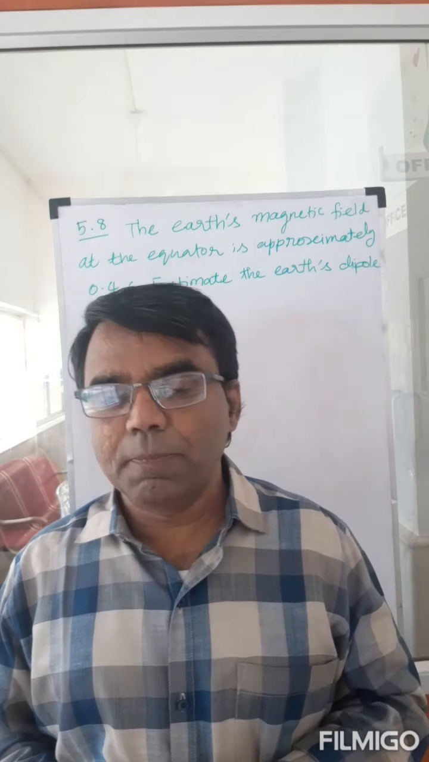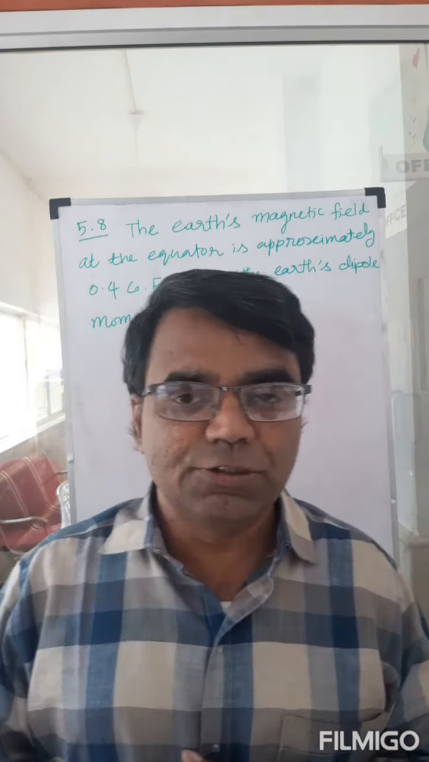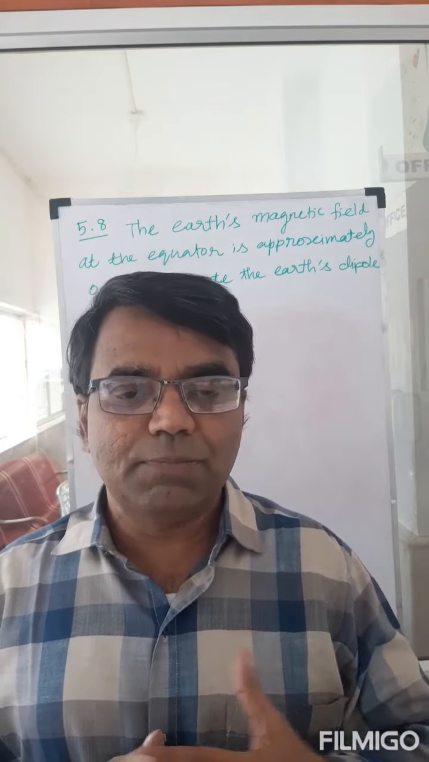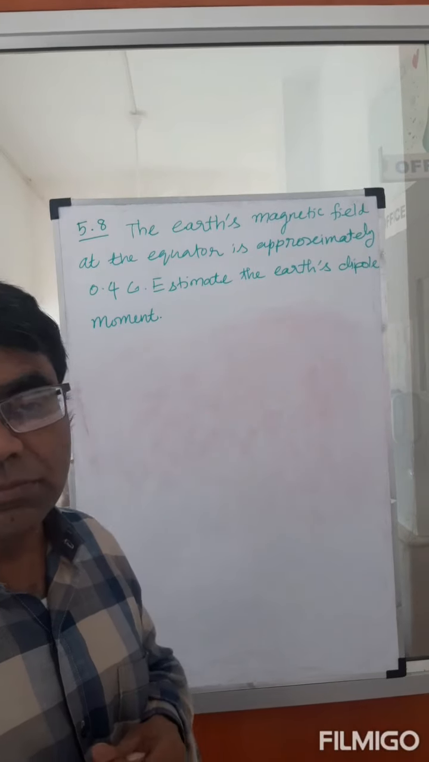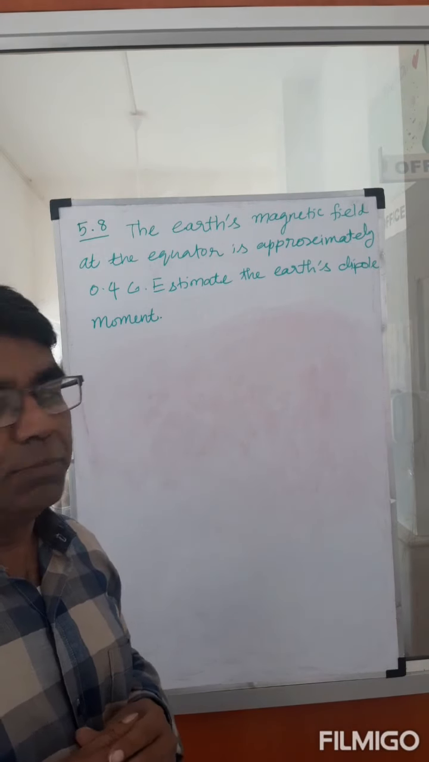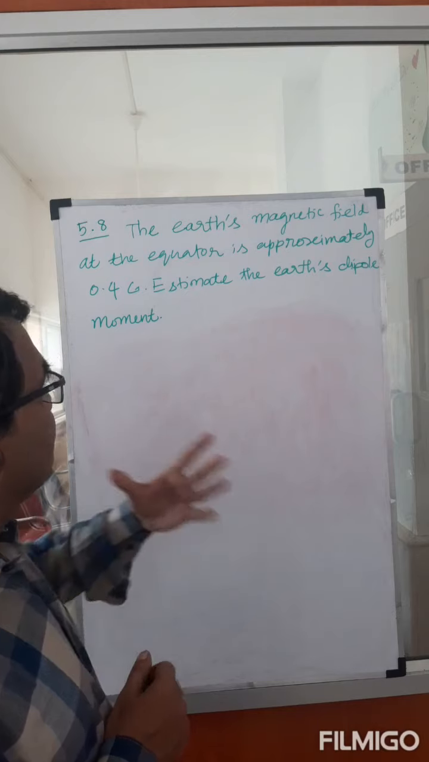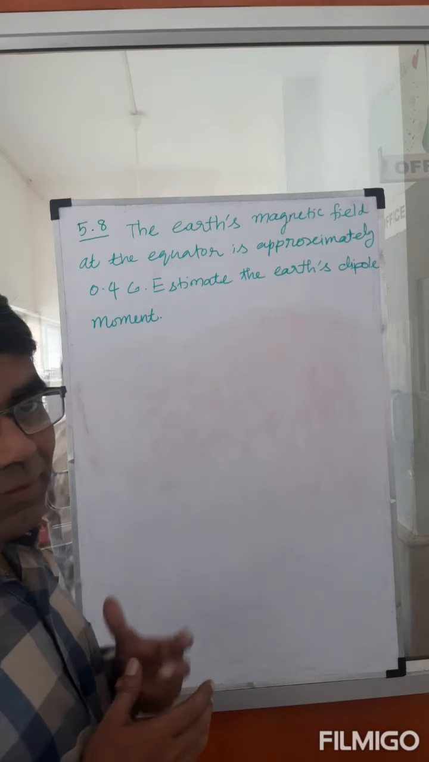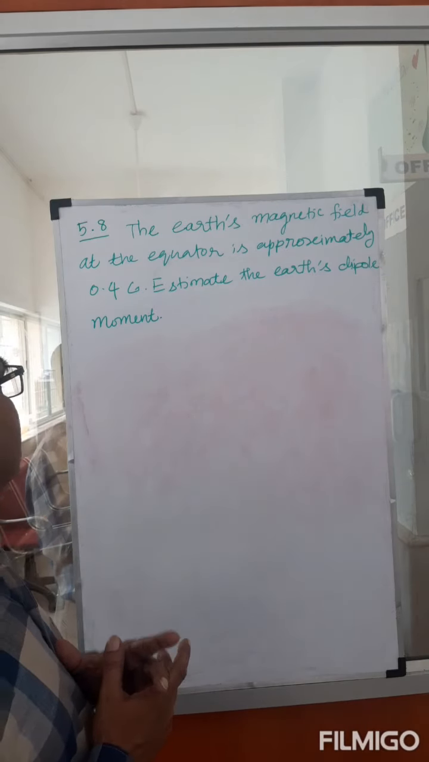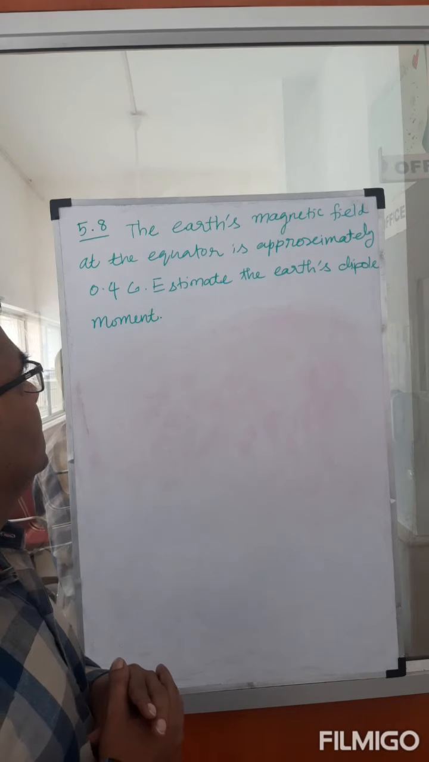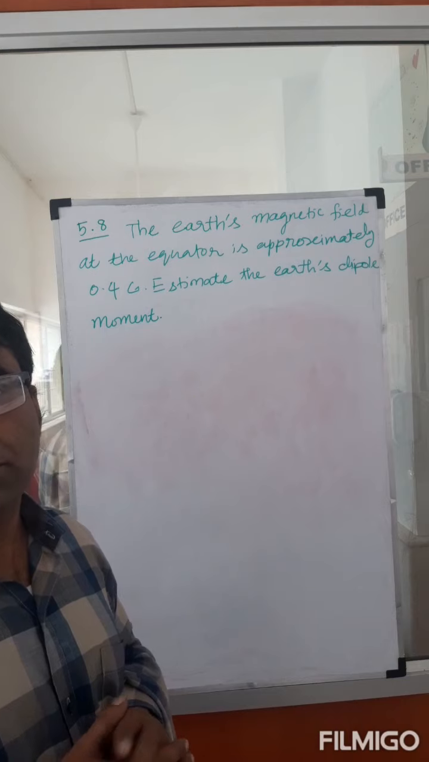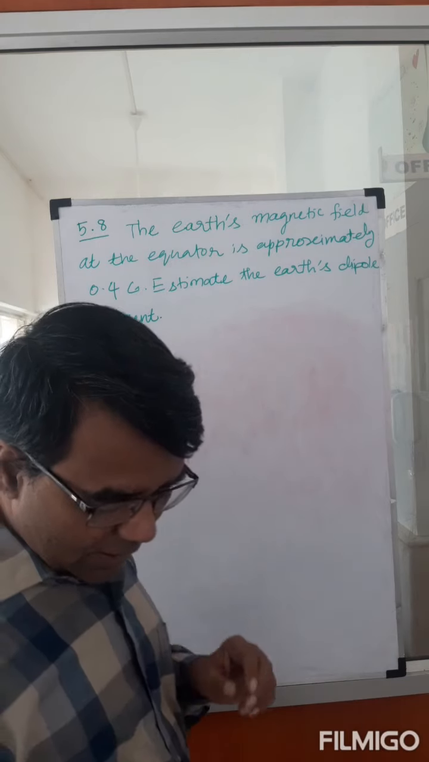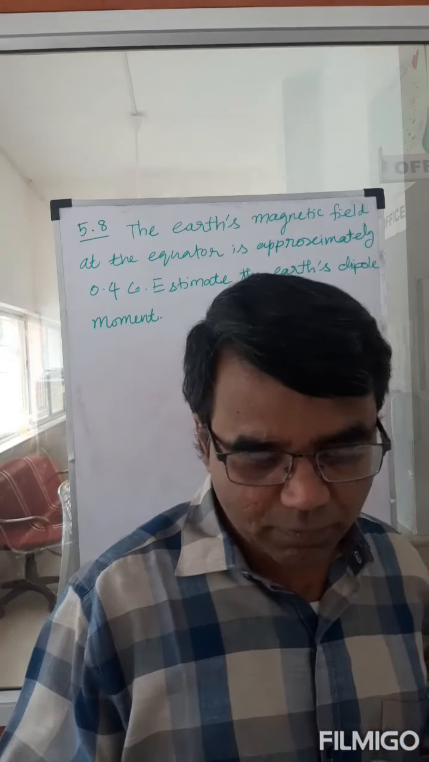Welcome back, students. We'll start this video by doing an example problem, example 5.8 in your textbook. Let me read the problem and we will go on to do the problem. The Earth's magnetic field at the equator is approximately 0.4 Gauss. Estimate the Earth's dipole moment. Okay, so how do we do this?